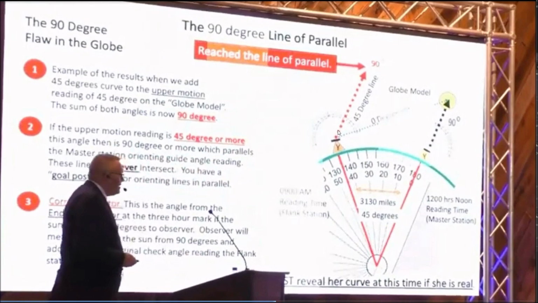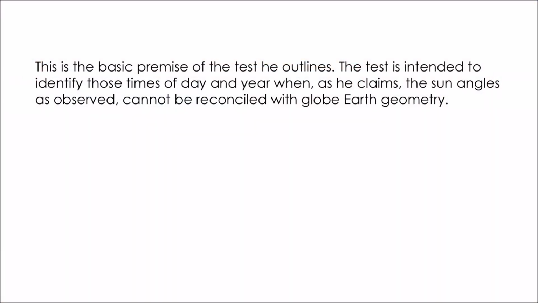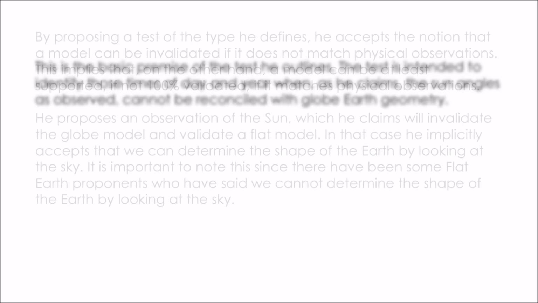They then take a sun angle altitude measurement, and if their altitude measurement is more than 45 degrees, his claim is that the 45-degree azimuth angle added to the more than 45-degree altitude angle exceeds 90 degrees, and this somehow debunks the heliocentric model. I think that's what he's claiming here. This is the basic premise of the test he outlines. The test is intended to identify those times of day and year when, as he claims, the sun angles as observed cannot be reconciled with globe Earth geometry.